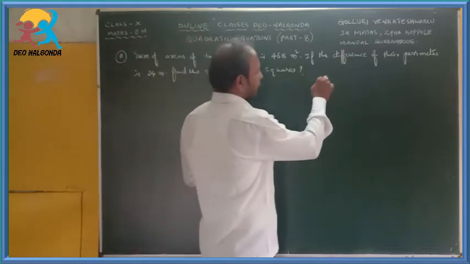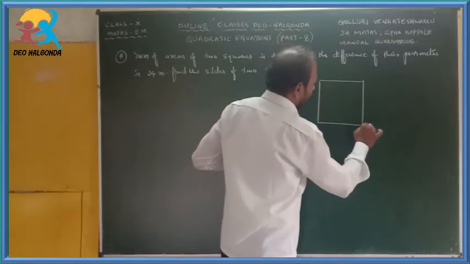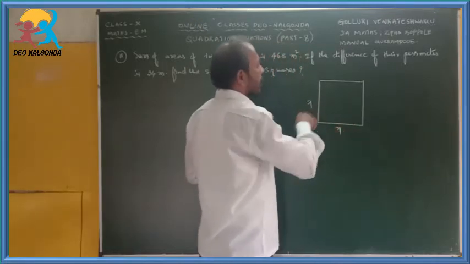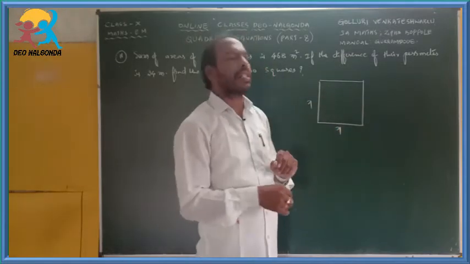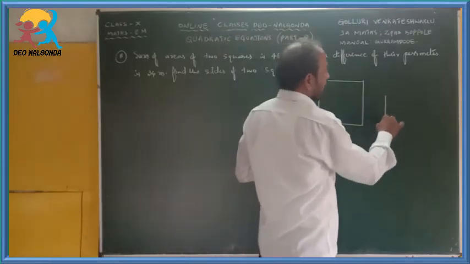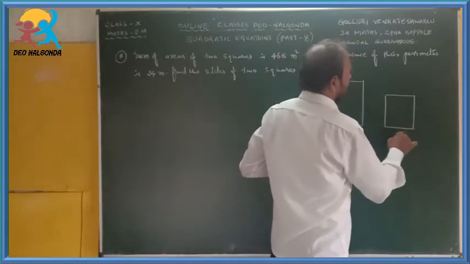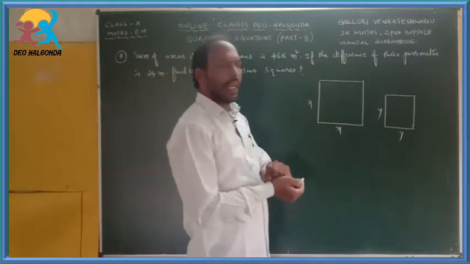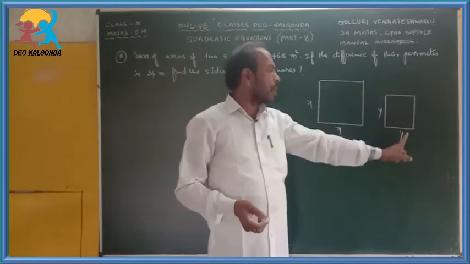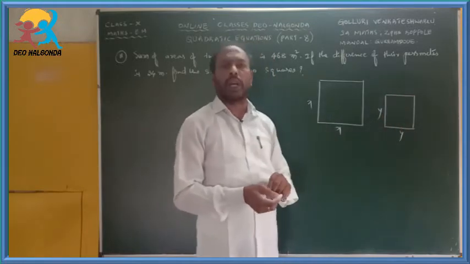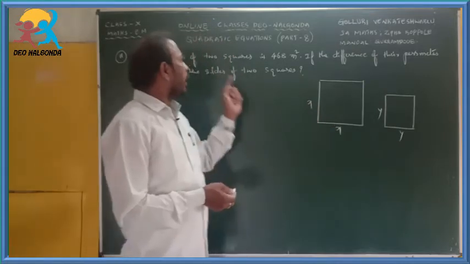Here, look at here, if it is a square, let the side of the larger square be taken as x meters, and let the side of the smaller square be taken as y meters. Here it is the larger square, and here is one more square, taken as the smaller one. So the length of the smaller one is taken as small y, and the length of the larger one is taken as small x meters.